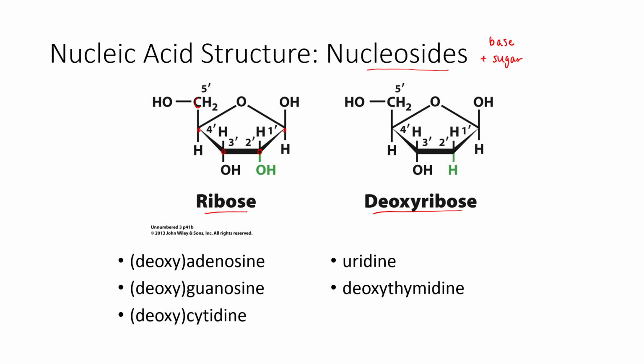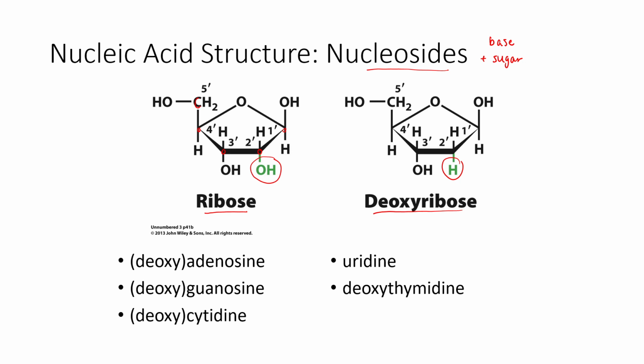The main structural difference between ribose and deoxyribose is on the second carbon, carbon number 2. In ribose, carbon number 2 has a hydroxyl group attached. In deoxyribose, as you might guess from the word deoxy, there is no oxygen there. There is only a hydrocarbon there, the carbon number 2 bound to hydrogen.